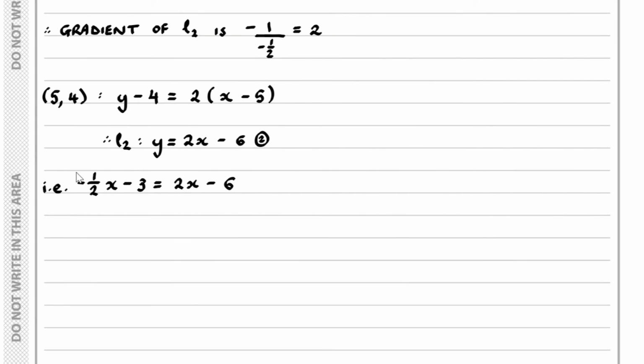So if I multiply through by 2, we have negative x subtract 6 equals 4x subtract 12. Rearranging, we see that 5x is equal to 6, in which case we see x is equal to 6 over 5.